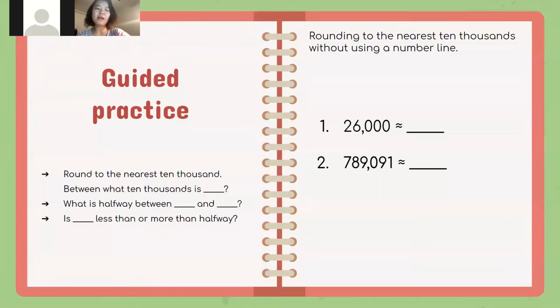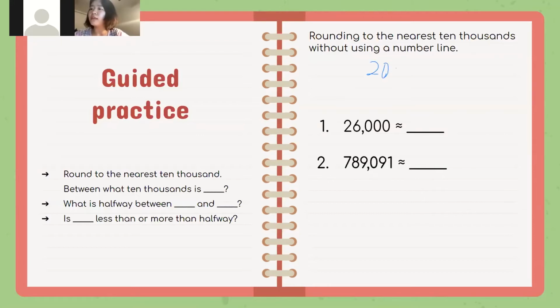Okay, and we're going to do some practice problems together, and I will do a few so you can check your steps, and then you will do some on your own later. So we need to round this to the nearest 10,000 without using a number line. So our first number is 26,000. So when we round to the nearest 10,000, between what two 10,000s is 26,000?